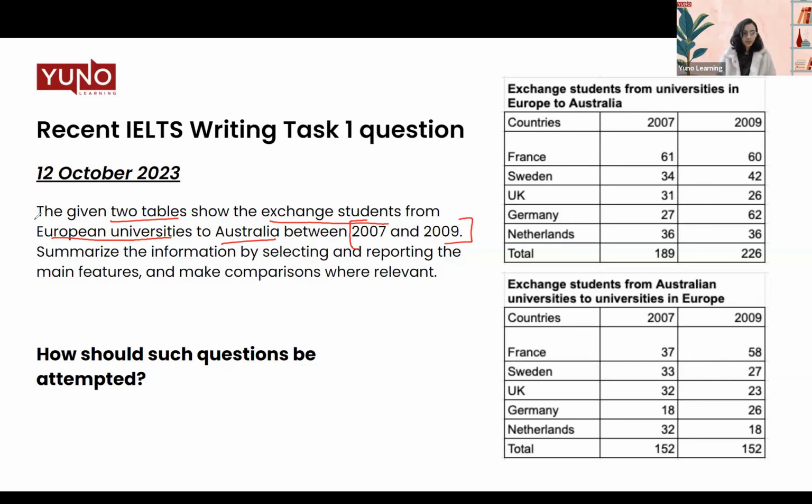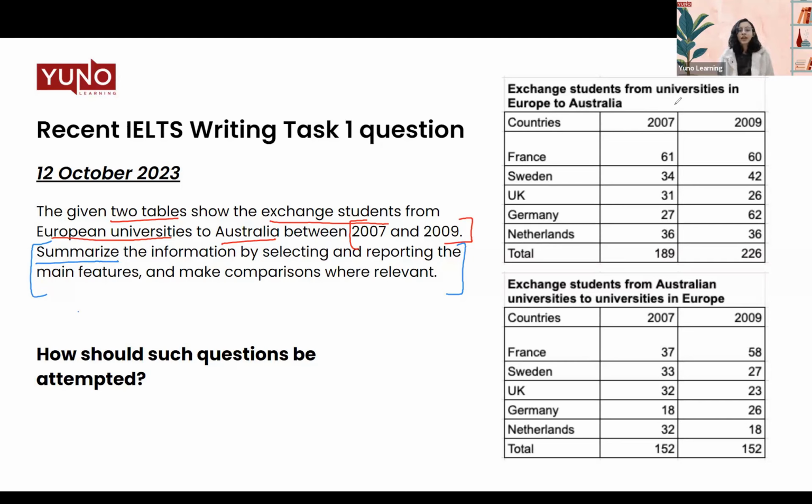Now, the second line of this question is important, and we'll focus upon it. Summarize the information. So this is what the examiner is instructing you to do. So number one, summarize the information. That means, see, the data is already there, right? It is already presented in a very well formatted manner of a table. So while we are writing a report, our goal is not to just reiterate the data that is given to us. Instead, make a report, take inference out of it, and then write a report, right?